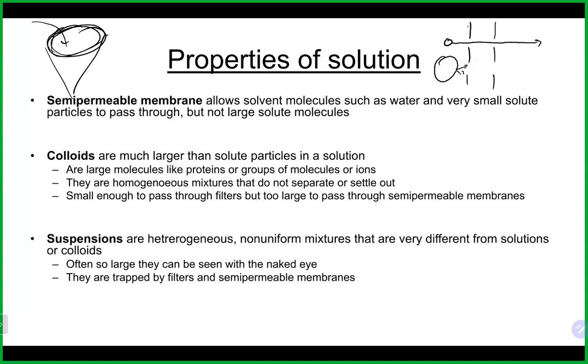Suspensions, on the other hand, are heterogeneous, non-uniform mixtures, and they are much different than colloids. These are things that you can kind of see with your naked eye. They're oftentimes trapped by both filters and semipermeable membranes. So, for example, if I had water that had sand in it, yes, I could see the sand in the water, right? That is like a suspension.